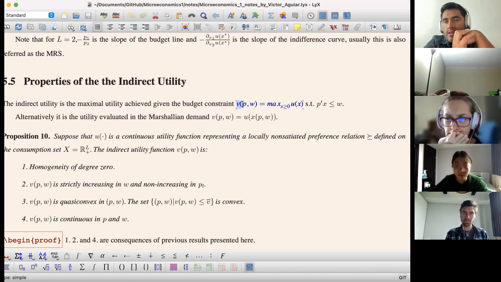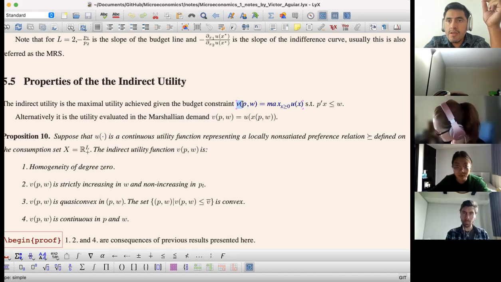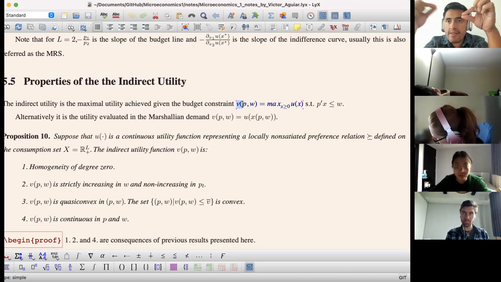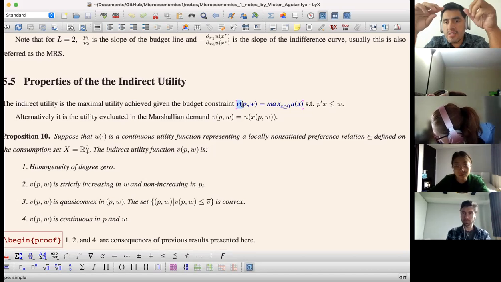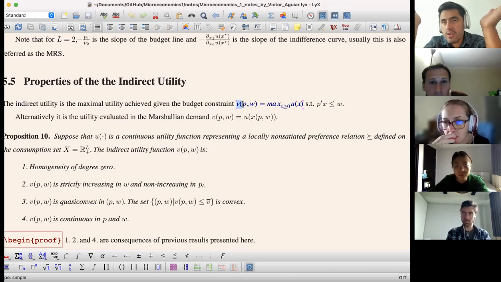In particular, this indirect utility, as opposed to the direct utility, doesn't rank the bundles. It ranks the budgets. Do you understand? Because this is a function of prices and income, it produces a ranking or a utility over prices and income. So this ranks budgets as opposed to bundles or baskets of goods. In a way, this is the dual object of the direct utility. That's why it's called indirect utility.